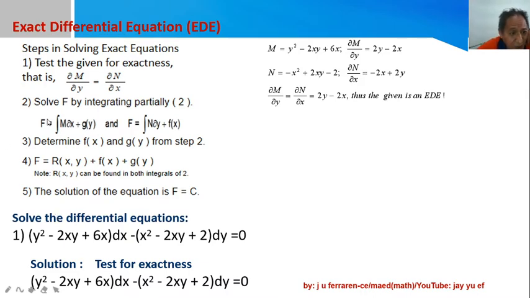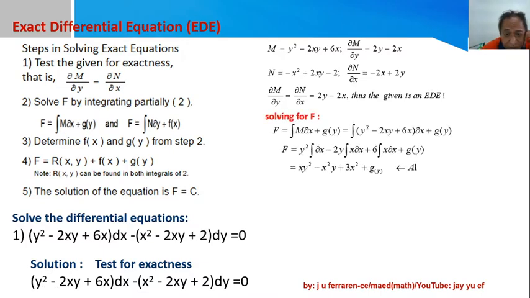I can now proceed with step 2. I have to form two equations of f. Now, I take my f from the integral of M dx plus the unknown function in y, because y is considered a constant. What are the terms from M? We have this. We integrate partially with respect to x, so do not include the constants before the integral sign in the integration process.